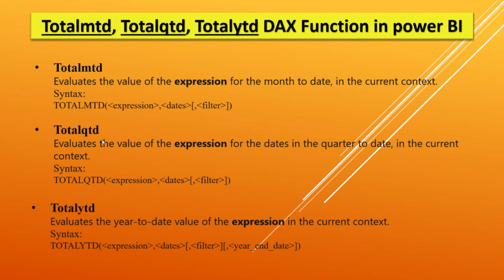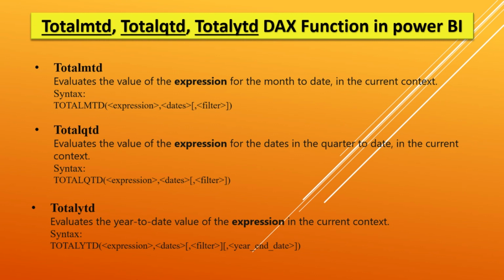The next is TOTALQTD. It also evaluates the value of the expression for the dates in the quarter to date in the current context. Here also we need to set the expression, give the dates column, and the filter if we need it. Then TOTALYTD evaluates the year to date value of the expression in the current context. Here also we give the expression, dates, filter and year end date. Here we need one extra argument, the year end date.